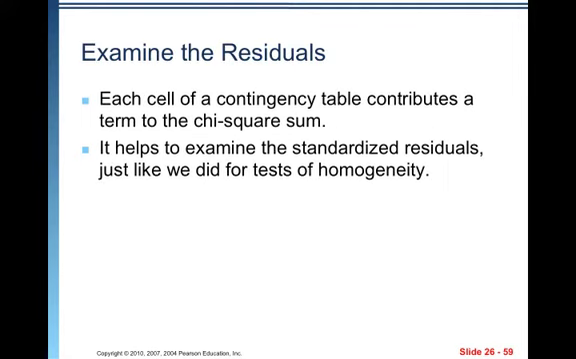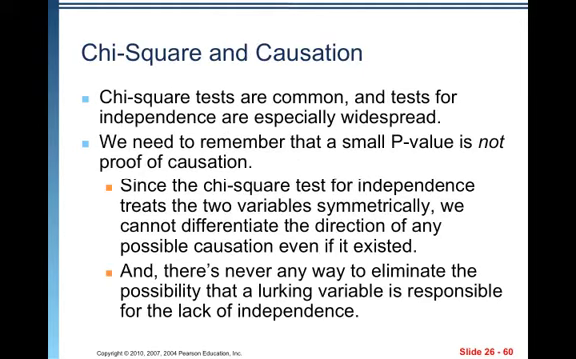Examine the residuals. Each cell of the contingency table contributes a term to the chi-square sum. It helps to examine the standardized residuals just like we can do for a test of homogeneity. All right, chi-square tests are common, and tests for independence are especially widespread.